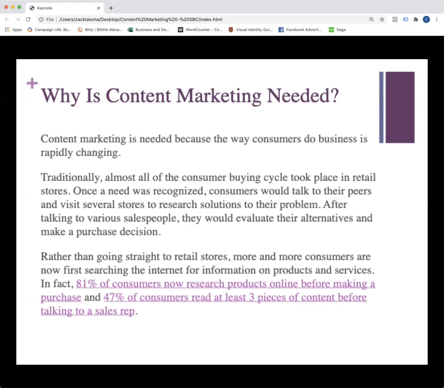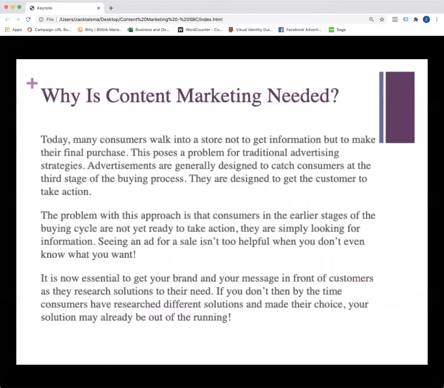81% now of consumers research products online before making a purchase, and half of consumers read at least 3 pieces of content before talking to a sales rep. So today, many consumers are now walking into a store not to get information, but to make their final purchase, or at least to look at the things they've already narrowed down.